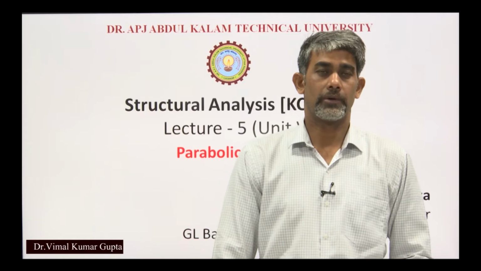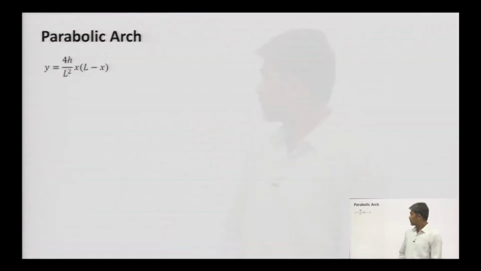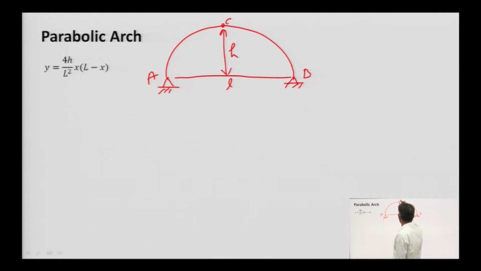Today we will be analyzing the parabolic arch. So, in case of parabolic arch, say this is point A, point B. The horizontal distance is L and this is the rise at the crown, H. And at any point P, (x, y), x is the horizontal distance and y is this distance.